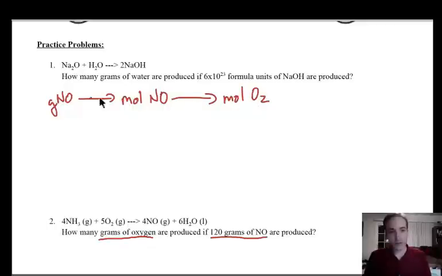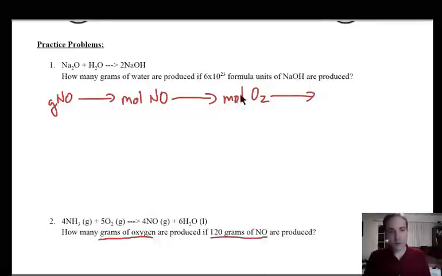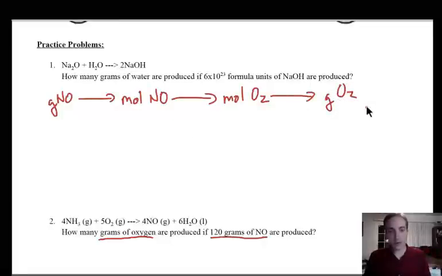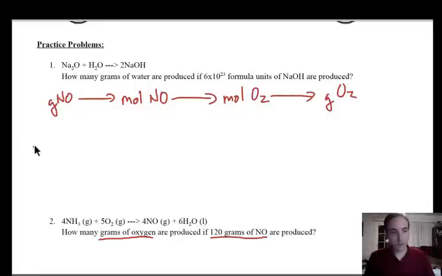From there, we only have 2 steps right now. We need to get to our 3rd step. Third step is to take the moles of oxygen, convert it into grams of oxygen. So that's going to be our game plan there. So let's go ahead and set it up and see how this goes.